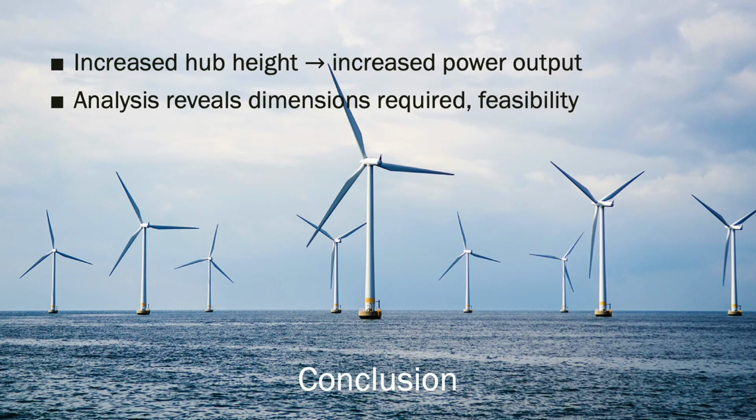Through this project, we were able to analyze the effect of increasing hub height on power output. Our analysis revealed that it would require strengthening the structure of the tower and the strength of the foundation to withstand increased forces. Upon analysis, the proposed tower structure and foundation would in fact be able to withstand a 140-meter hub height. Our proposed technology would result in increased and more consistent power generation.